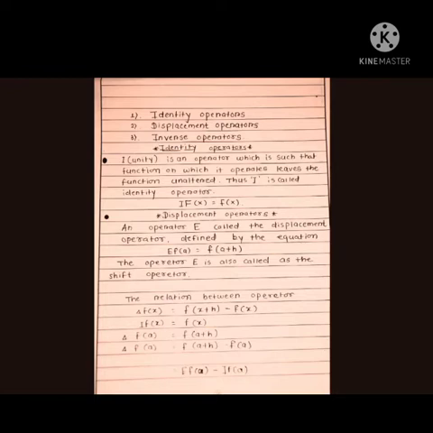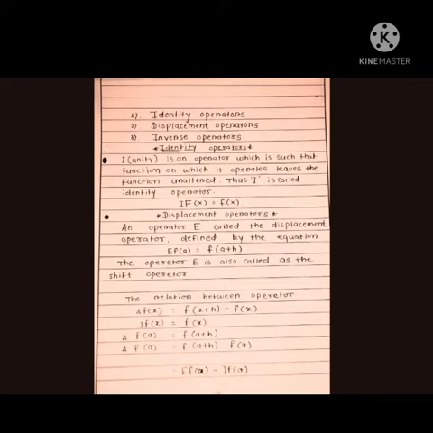Here we discuss three definitions: identity operators, displacement operators, and inverse operators. First, identity operators. I, meaning unity, is an operator such that the function on which it operates is left unaltered. Unaltered means unchanged. Thus, I is called the identity operator. That is, I f(x) = f(x).